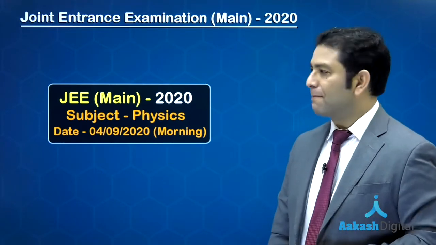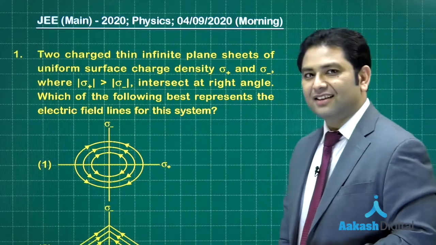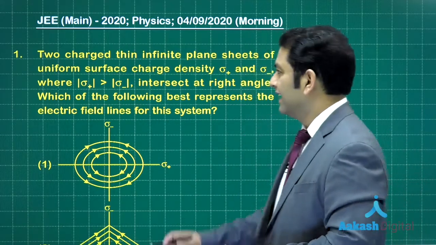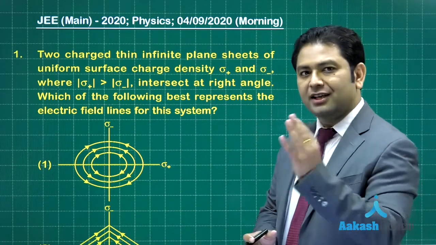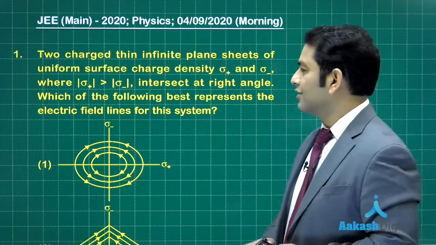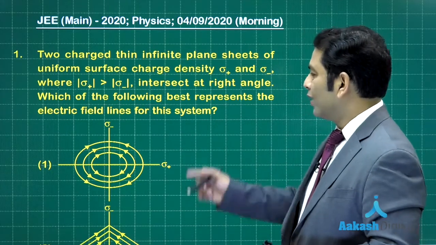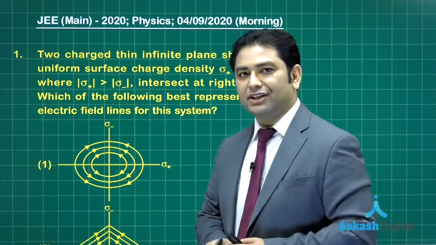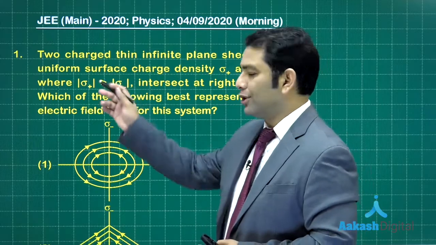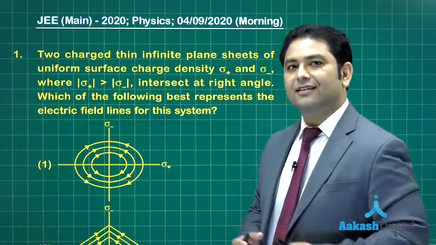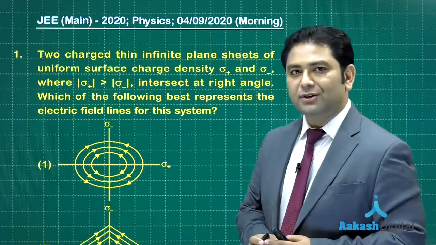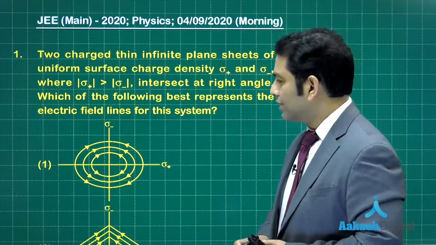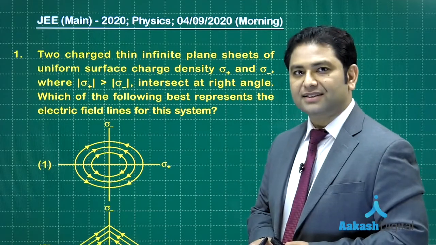Let's begin. The first question, that's from Electrostatics. And let's see, what does the question have to say? There are two intersecting large charged sheets, one having positive, other having negative. The magnitude of the positive density is greater than that of negative. And based on this fact, we need to see the best possible representation of field lines.